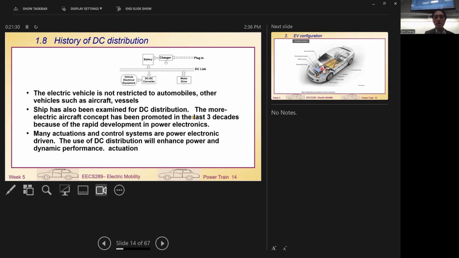So the DC distribution, typically you can see it will be just like that. Besides electric vehicles, we also have similar DC distribution in electric boats or electric vessels; electric aircraft also use DC distribution. Many ships have been using DC distribution for quite some time. Today, the so-called more electric aircraft concept, going toward the all electric aircraft concept, uses DC distribution in the aircraft.